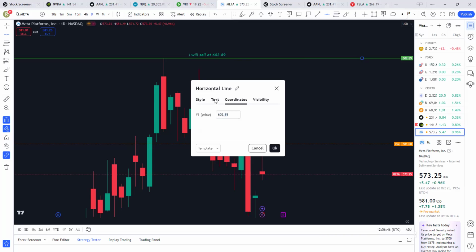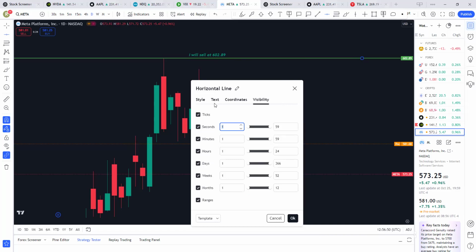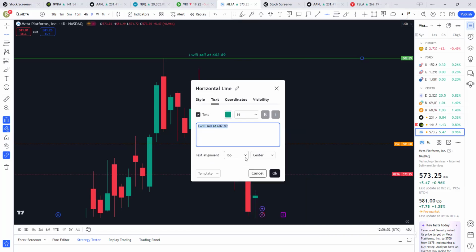You can see anything you text, you change the style where you want, visible, and you put the text. You can add it at the top, or you can add it in the middle. You see, it's already in the middle. If you want to put it above, you put it at the top. If you want to put it at the bottom, you put it at the bottom. I will add it at the top, and you click OK.